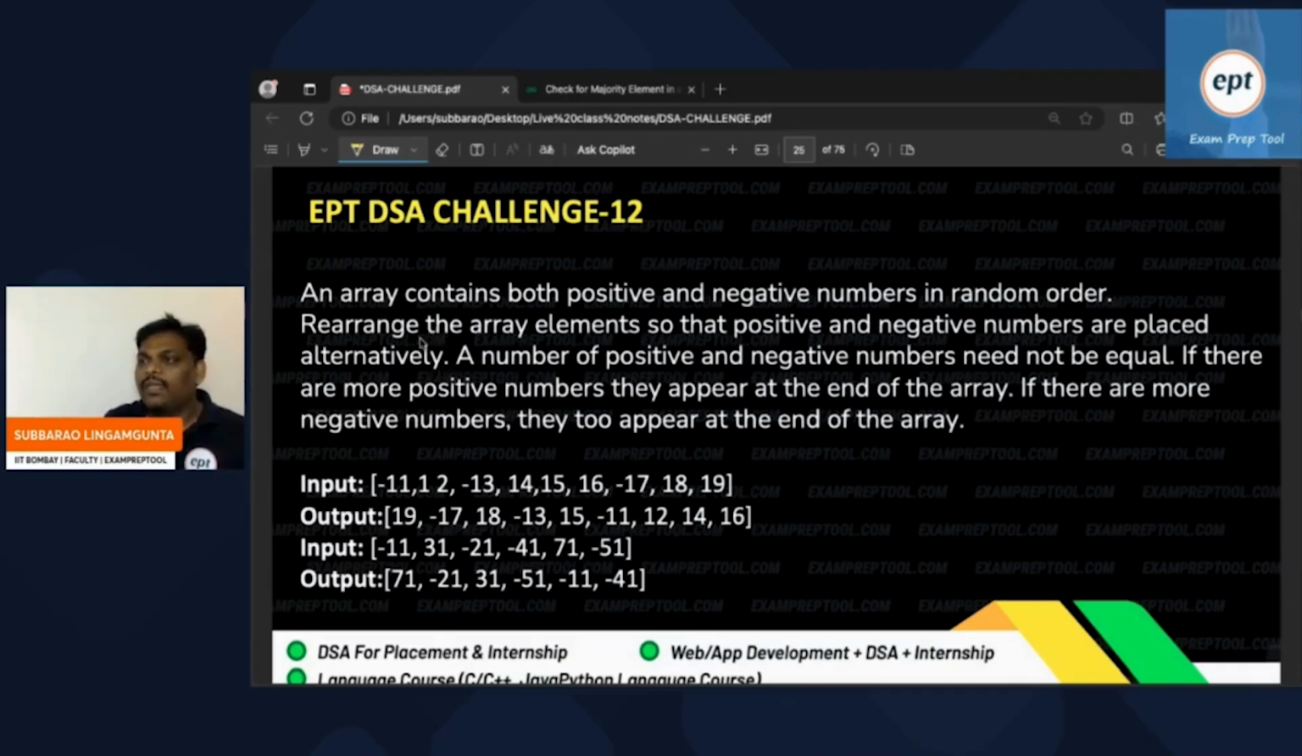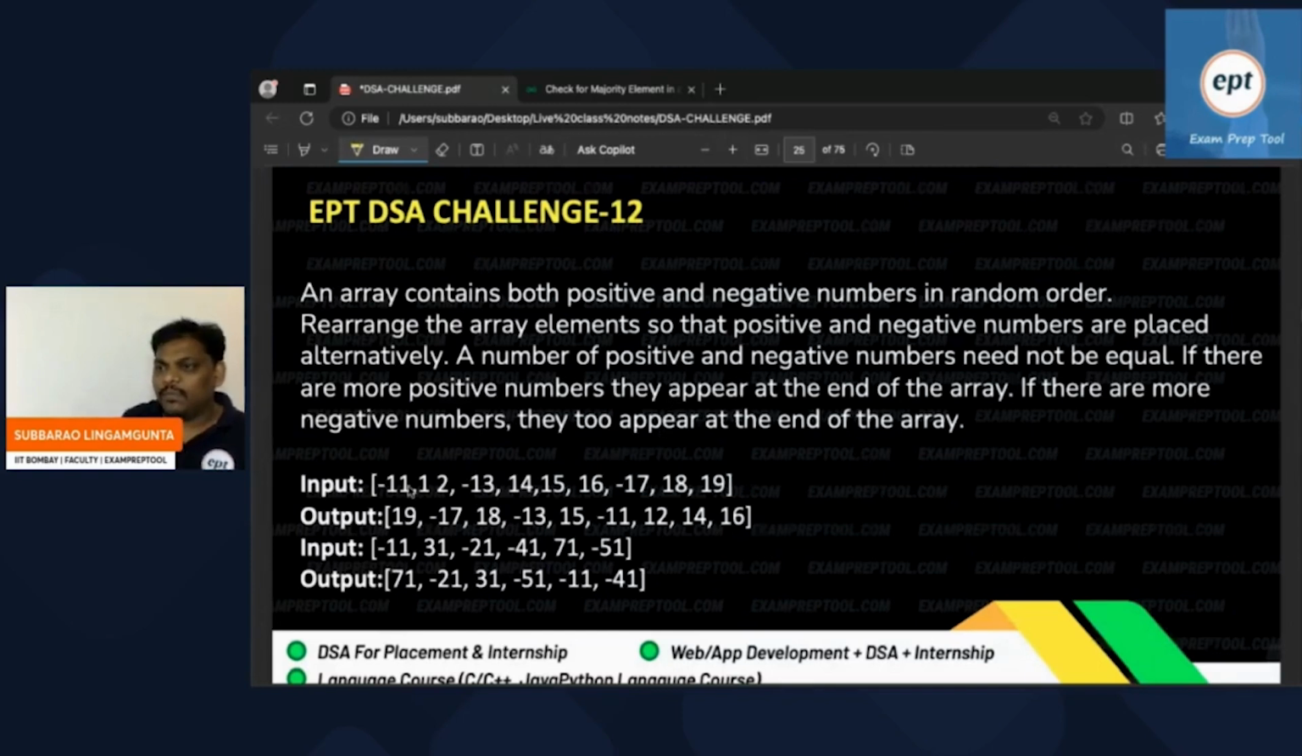There is one array containing both positive and negative numbers in random order. Arrange the array so that positive numbers and negative numbers will appear alternatively. Suppose the number of positive numbers and negative numbers need not be equal. If there are more positive numbers, they appear at the end. If there are more negative numbers, they also appear at the end.